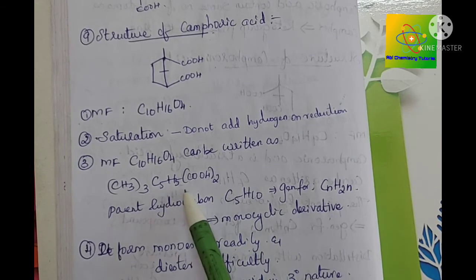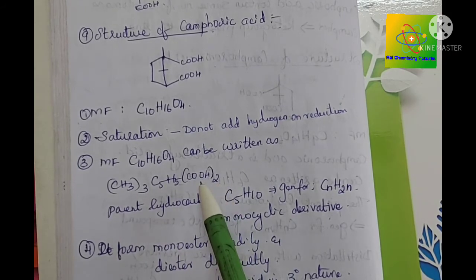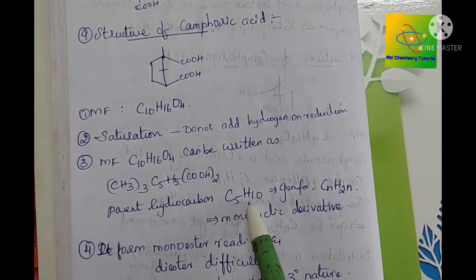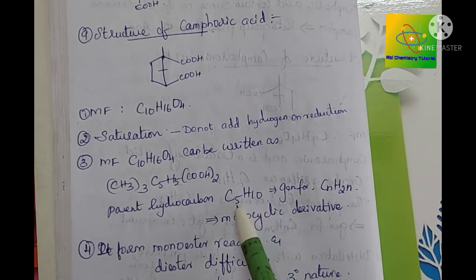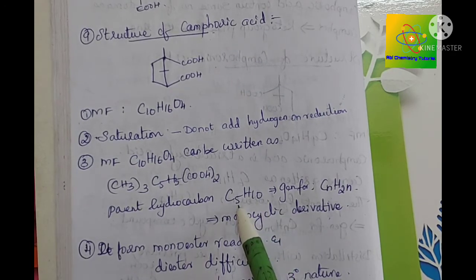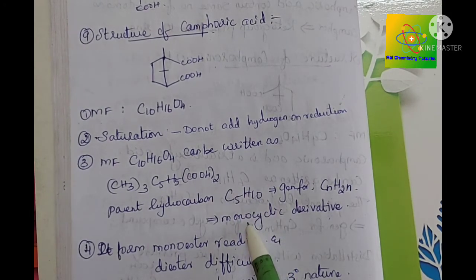So the parent hydrocarbon comes as C5H5 and 3 plus 2 for 5 substituents. So C5H10 is the parent hydrocarbon, and the general formula corresponding to this molecular formula is CnH2n. 5 2s are 10. So it is a monocyclic derivative.